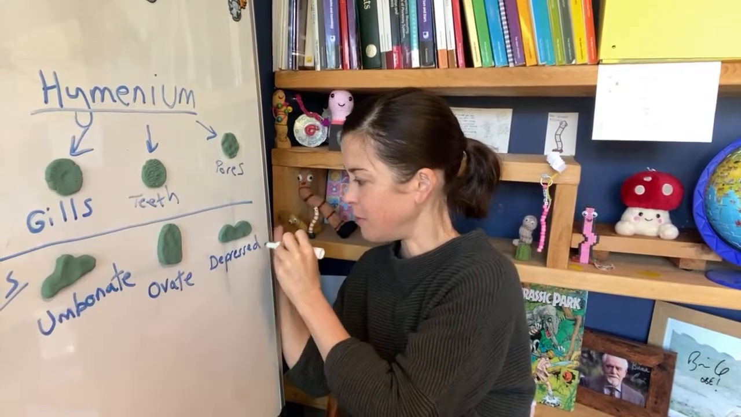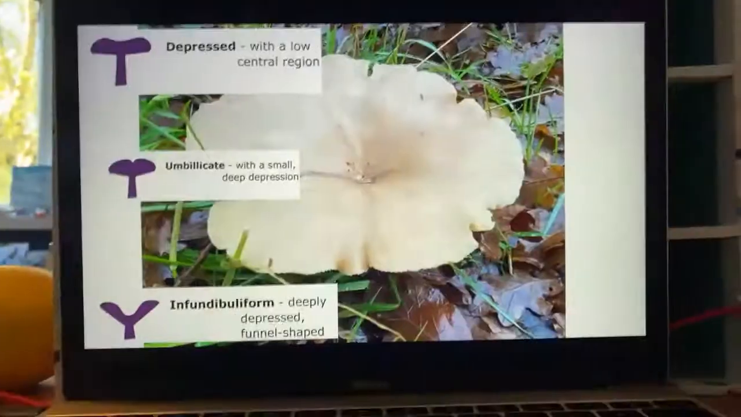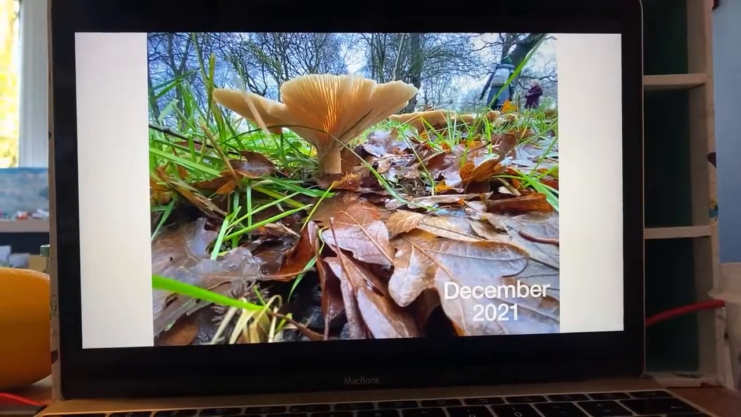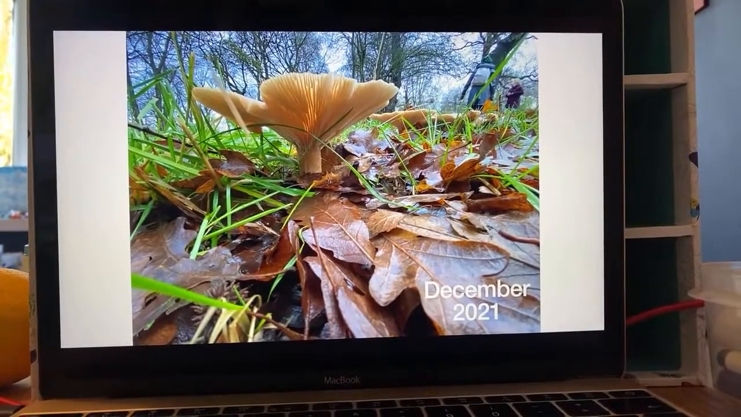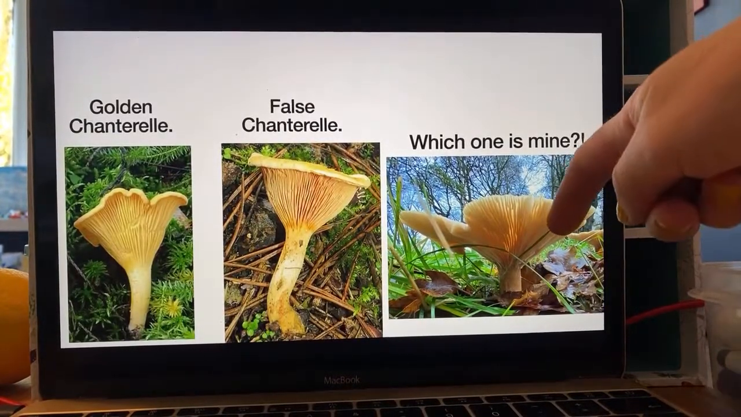Here we go. So that's my depressed cap. I'll show you a picture from the side as well. I was excited by this mushroom. I didn't recall ever seeing one of these before. There it is from the side. Isn't that lovely? So yeah, I found these pictures. Here's mine on the far right.